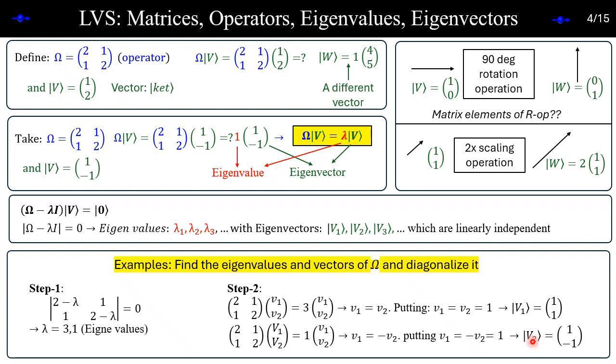Then we have seen operators, which are n cross n matrices. And now, if we have an operator and it is operated on a vector, we can have the same vector with a scalar quantity multiplied, or we can have a different vector. There are two possibilities. When it falls into the first category, we call it an eigenvalue problem. Then you can find eigenvalues and eigenvectors. Okay, and this is one of the examples.